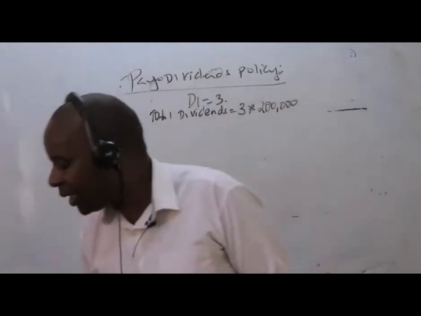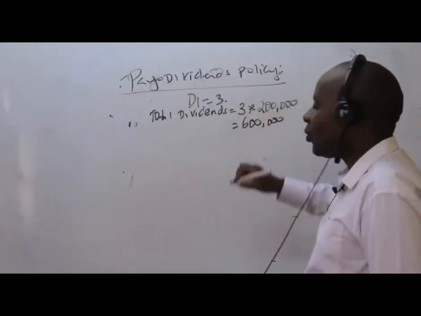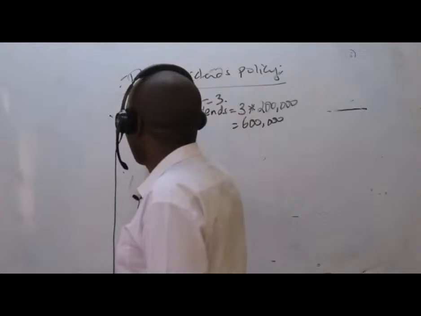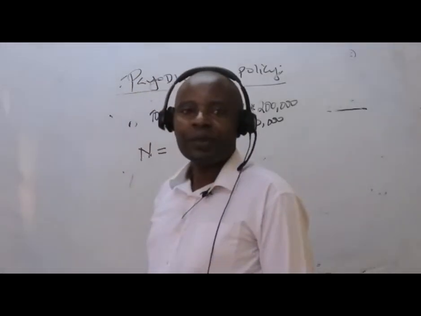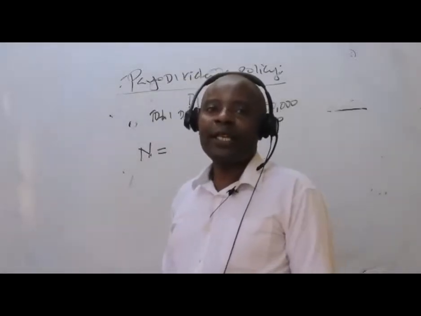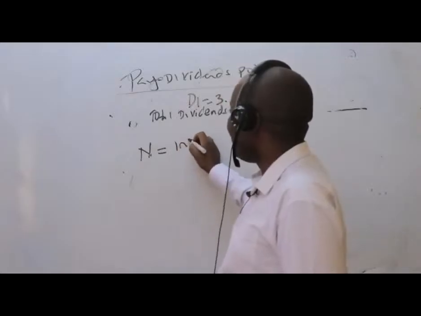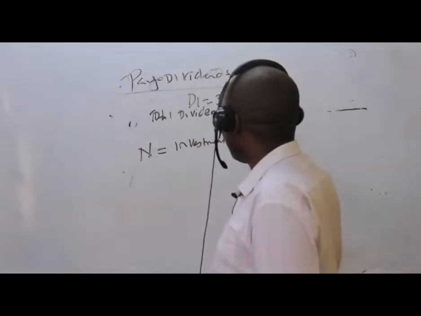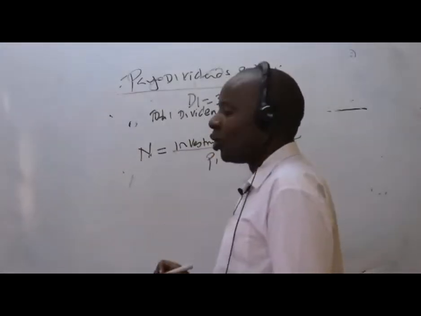Somebody, what you're getting here is 600,000, right? So if that is the case, then I would want straight away to give them the new shares. How do I get the new shares? To get the new shares, we normally take the investment minus retained earnings, all over P1.